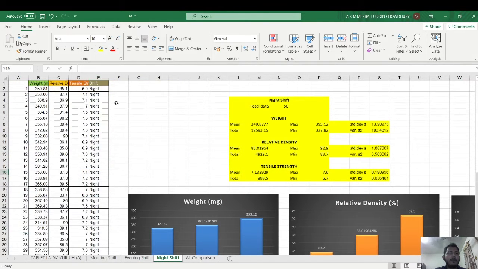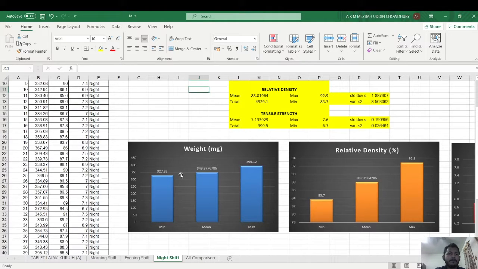The same way we have the night shift in this Excel sheet. So after summarizing the data, we found that there's 56 night shifts among the 200 sample data. In this table, we have the weight, the relative density, and the tensile strength analysis of the data, the mean, the maximum, the minimum, the total, the standard deviation, and the variance.